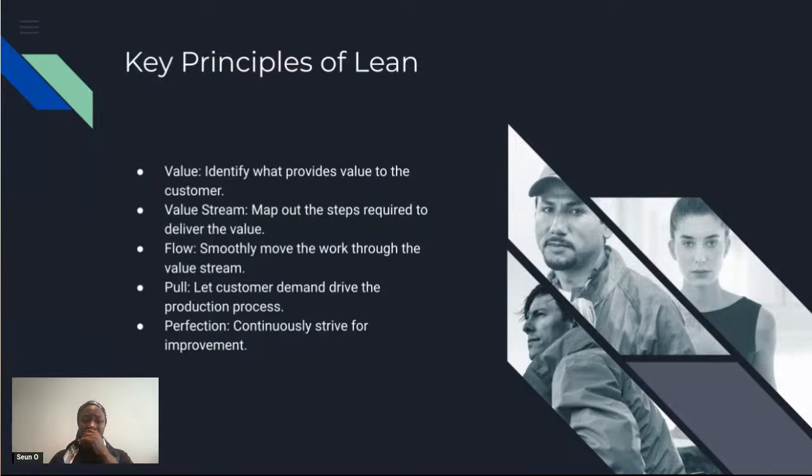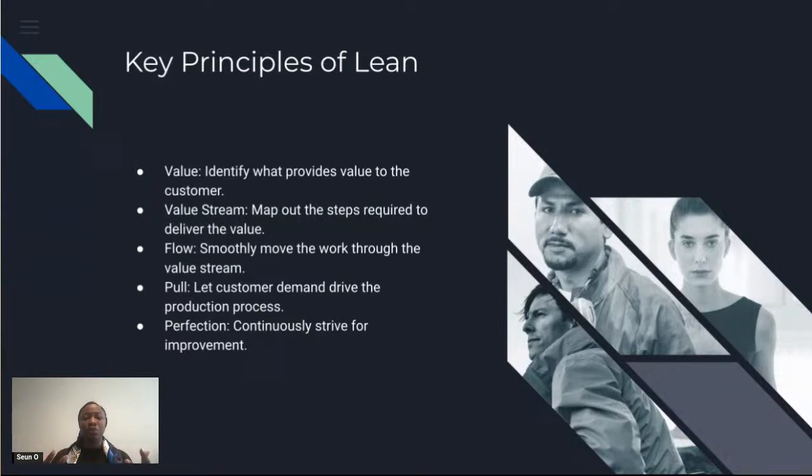So value stream is literally being able to map out the steps to deliver value. The value is, I don't care what Amazon does, I want to be able to receive the mouse that I ordered. Amazon on their end will start mapping out what needs to be done and the people that need to do it for me to get that value. So that is what value stream does.